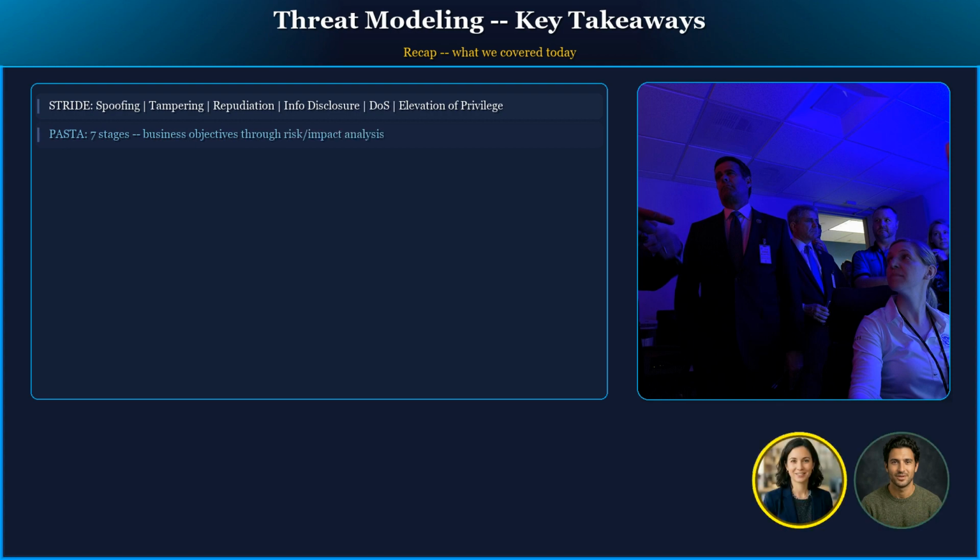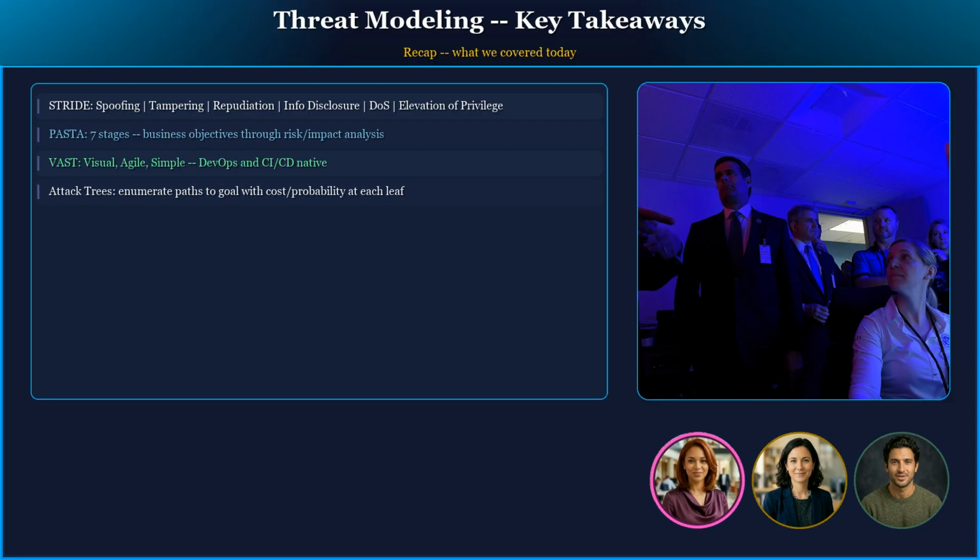STRIDE categorizes the threat. PASTA quantifies the business risk. VAST fits the methodology to your development pace. Attack trees enumerate every path to the attacker's goal. The kill chain maps defender intervention points. And the DFD with trust boundaries is the artifact that makes all of it concrete and actionable.